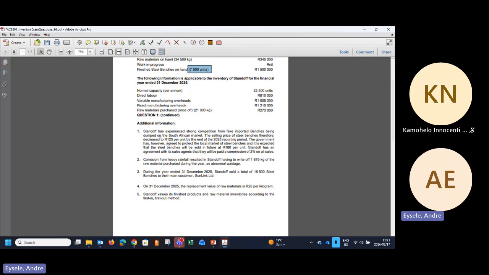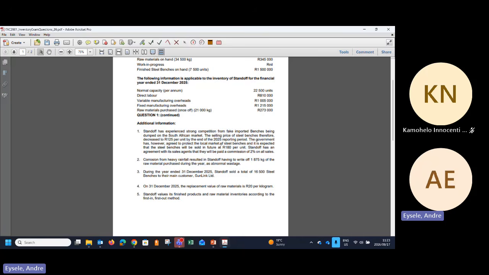Additional information. Standoff has experienced strong competition from fake imported benches being dumped on the South African market. The selling price of steel benches therefore decreased to 125 Rand per unit at the end of the period. The government has however agreed to protect the local market of steel benches, and it is expected that the steel benches will be sold in the future at 180 Rand per unit.